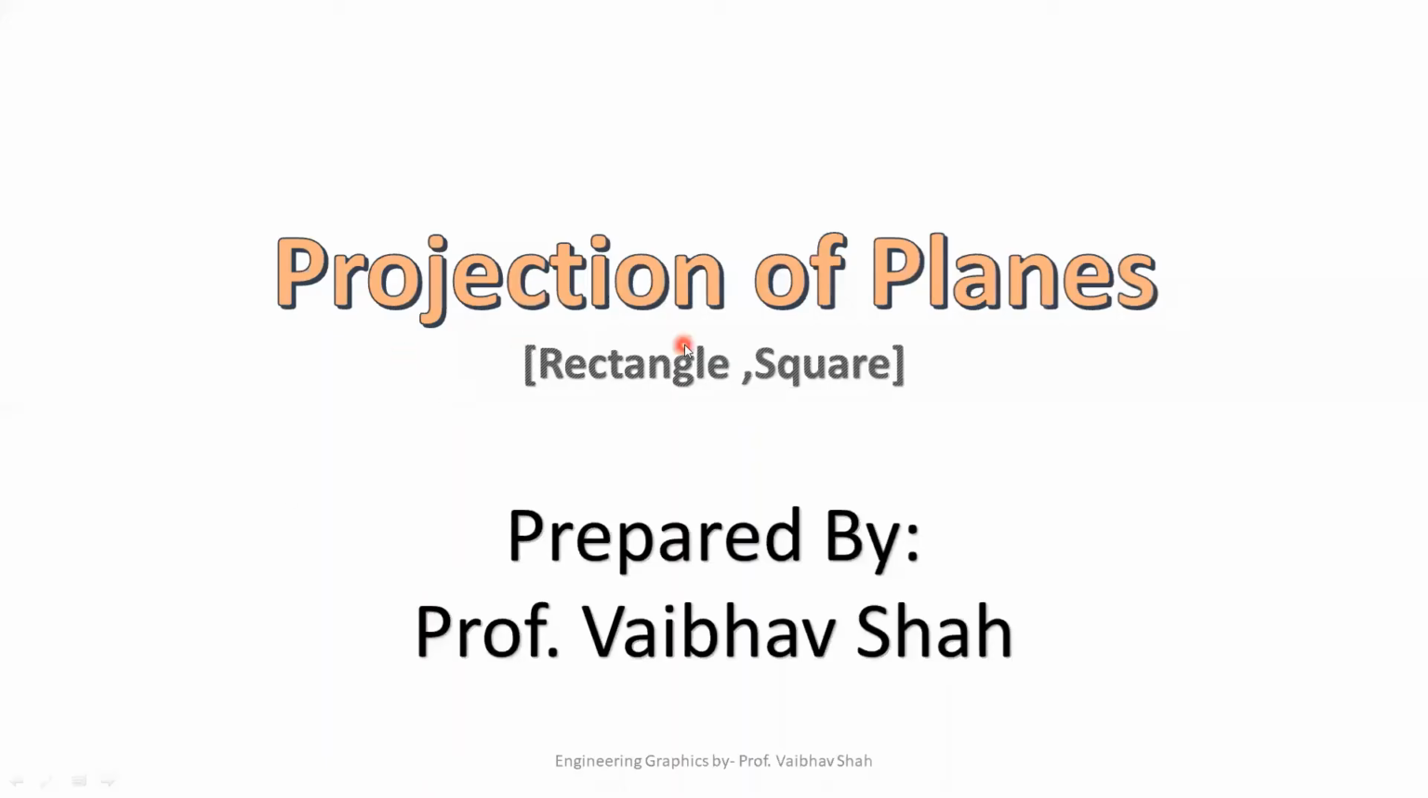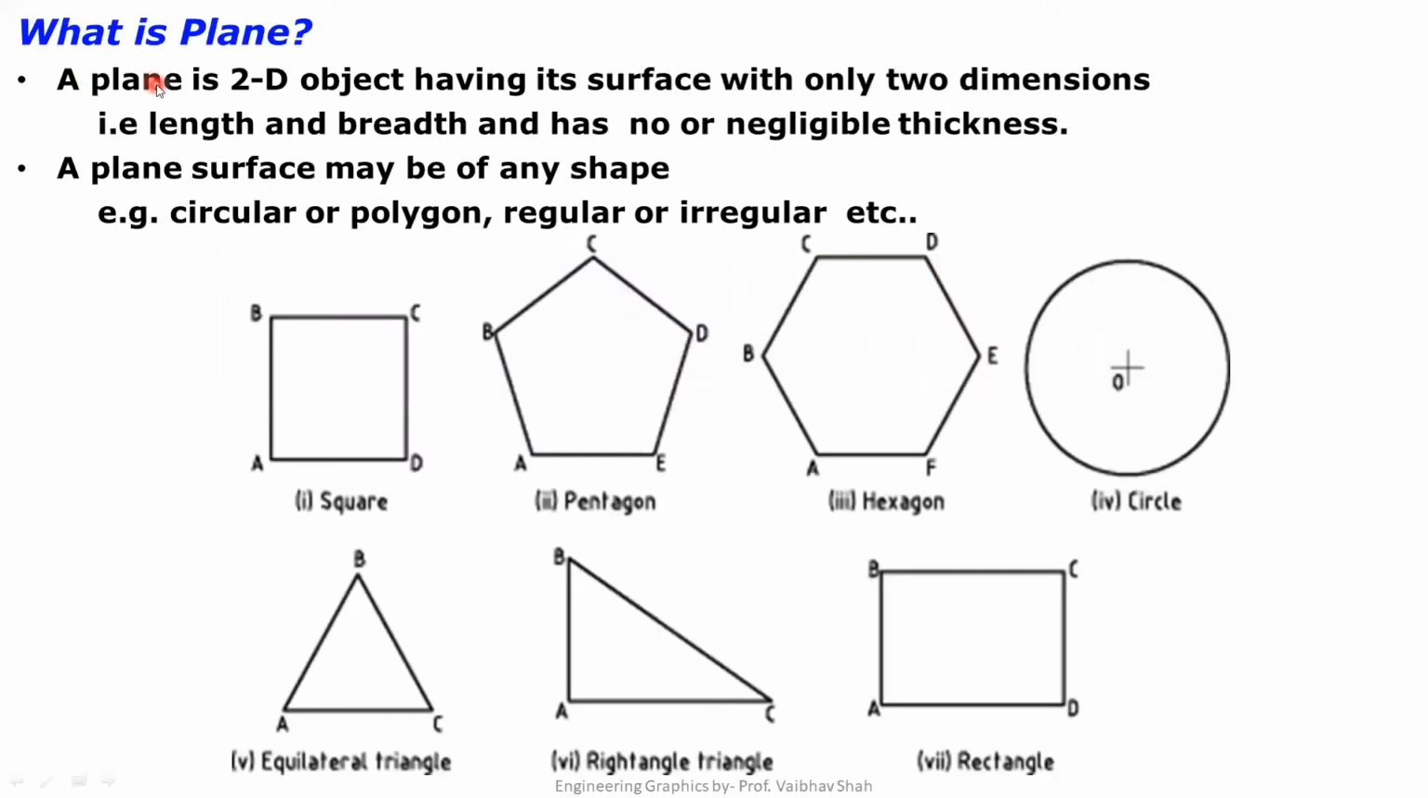Our today's topic is projection of planes, and we will be dealing with rectangle and square as our objects. So let us start. First, what is a plane? A plane is a two-dimensional object having its surface with only two dimensions, length and breadth, and has no or negligible thickness. A plane surface may be of any shape, circular or polygon.